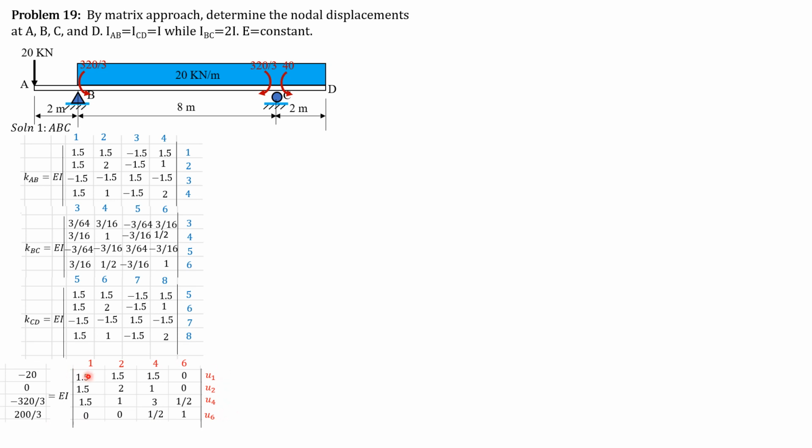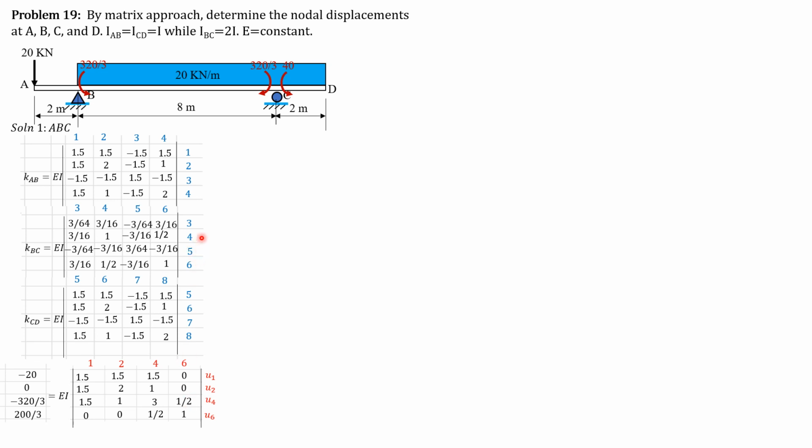So cell 1, 1 is 1.5. We only consider A, B, and BC, remember. 1, 2 is 1.5 also. 1, 4 is 1.5, and 1, 6, there's no 1, 6, so 0. Then we copy 1.5, 1.5, and 0. 2, 2 is 2. 2, 4 is 1, and 2, 6 there's none, so 0. Then copy 1, 0. 4, 4, there's 2 here, and 1, 2 plus 1 is 3.